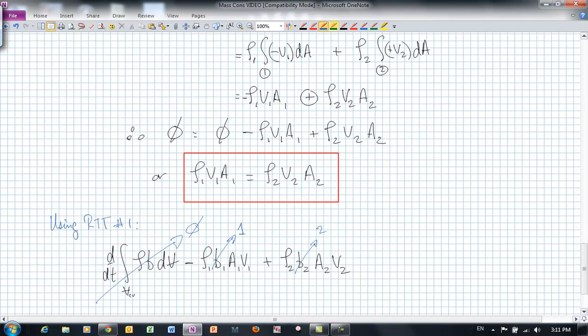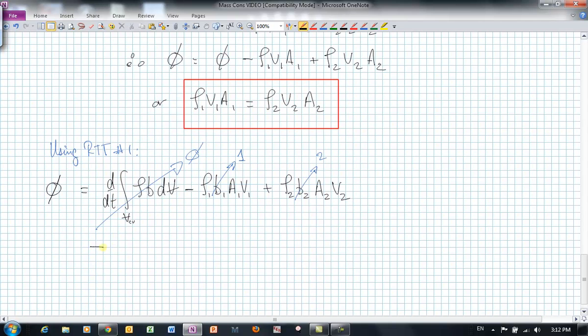This is conservation of mass, so the left-hand side, which I didn't copy here, is dB_sys/dt, dm_sys/dt, and of course that's equal to 0. So in one shot, using RTT number 1 in this case, I got that rho 1 A1 V1 is equal to rho 2 A2 V2. Same result as we expected. So both methods agree. Great.